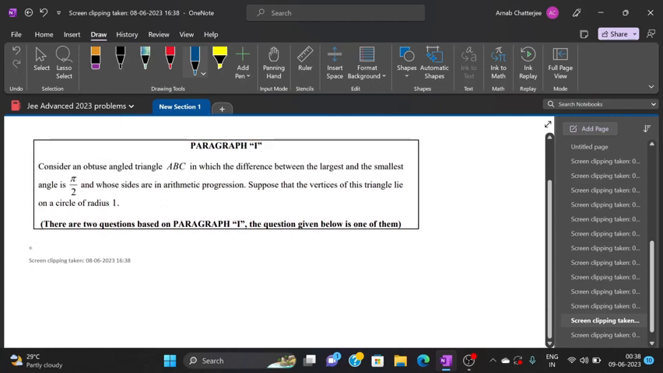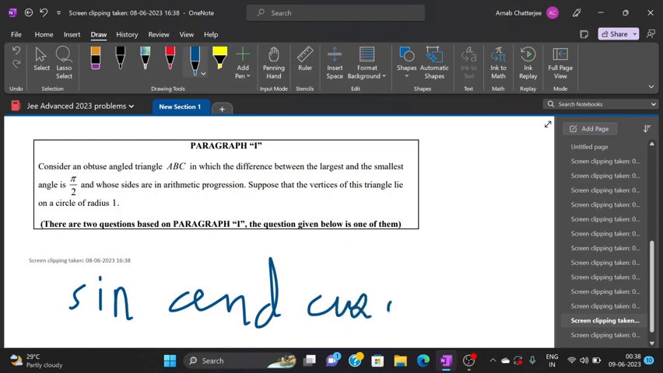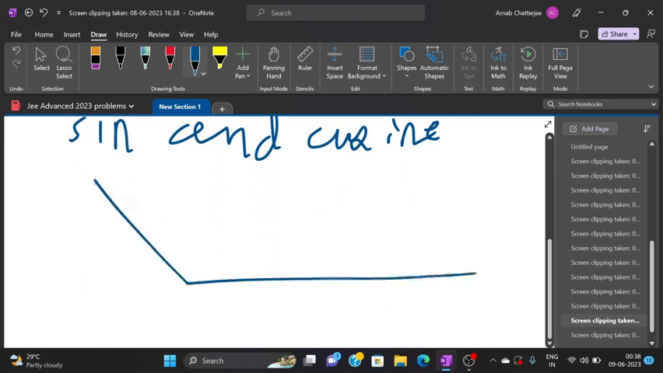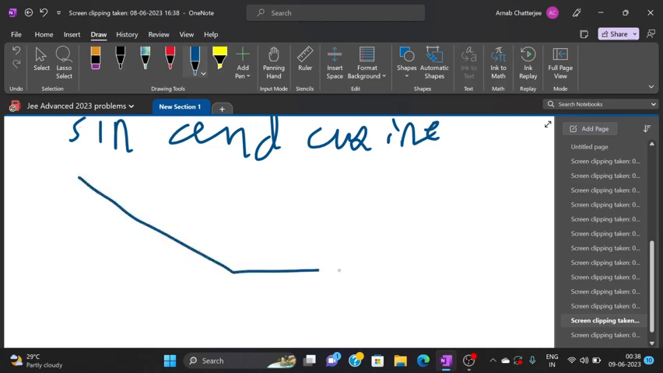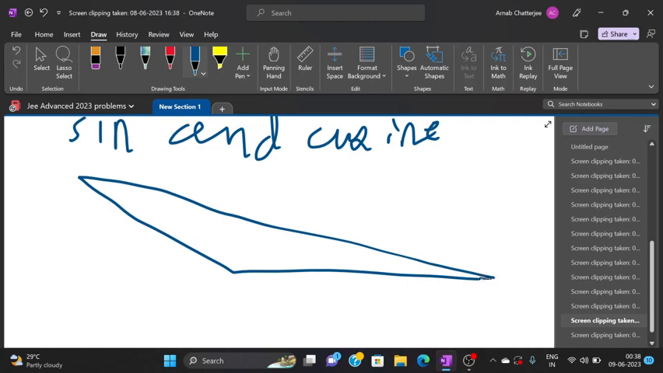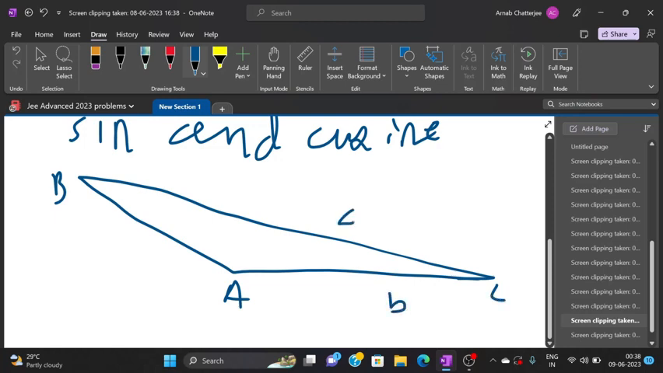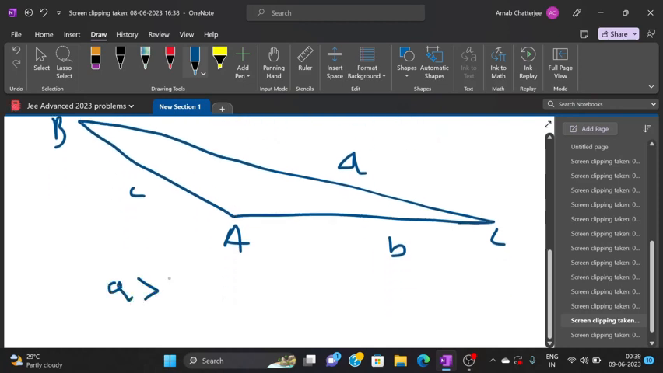Now this was a problem which was based on sine law and cosine law. So we have some equations. Let's make them. We consider this obtuse angled triangle. I don't know when my drawing will improve, but I hope it will improve fast. So let us say this is the obtuse angle triangle ABC. This side means B, this side means A, this side means C. So we assume that A greater than B greater than C.